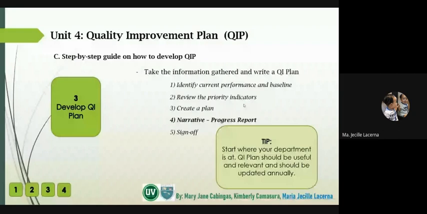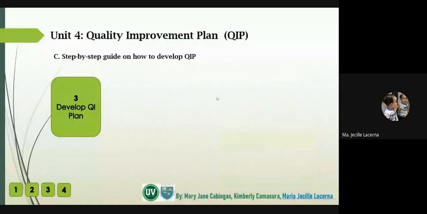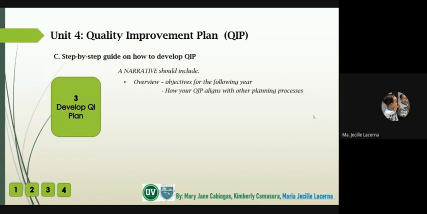So a narrative allows the organizations to provide context for the information in QIP. The narrative should include the following: an overview that includes the objectives of the QIP for the following year. As what I've said a while ago, it's not just short-term planning. For some, they have published 3 to 5 years of planning in their QIP. Then it should also include how your QIP aligns with other planning processes in your organization.